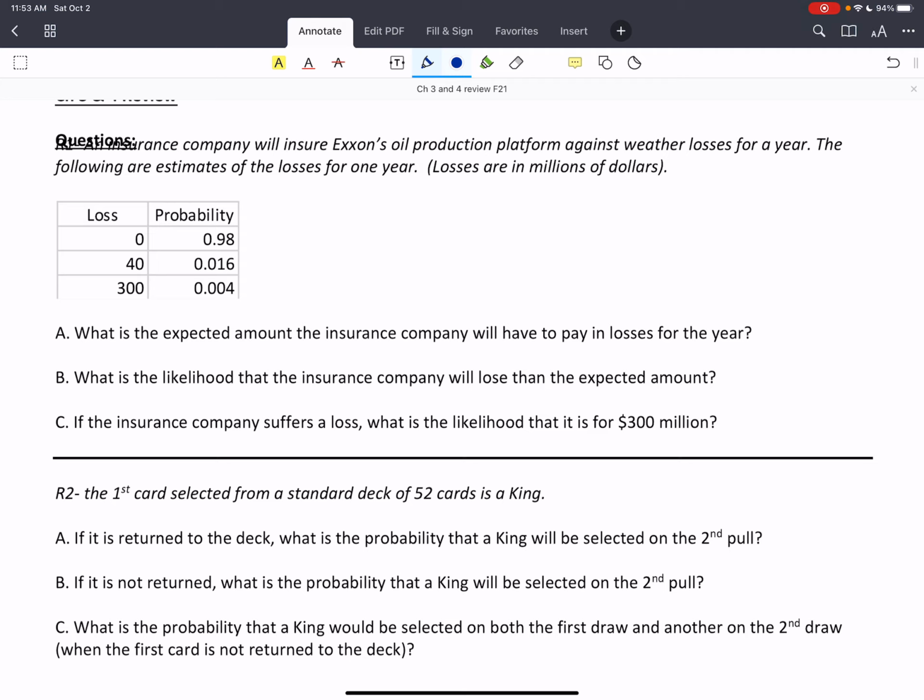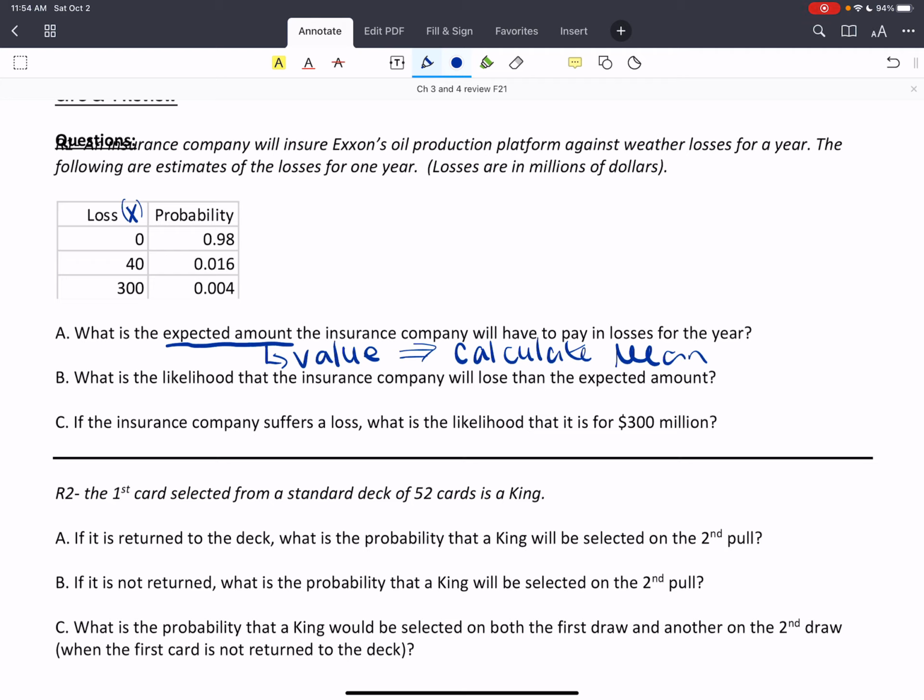the year? So expected amount, when you read that, you should read that as expected value, which for a probability distribution simply means that you need to calculate the mean. So to do that, it's simply the amount or the x value. So the loss here is our x value times its probability of occurring.